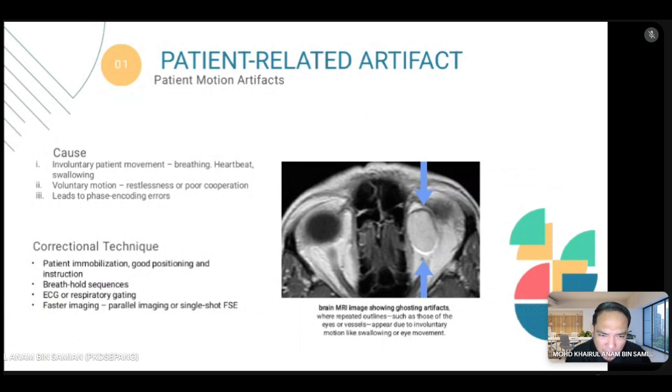So, the example image shows a ghosting artifact with repeated outlines, such as those of eyes or vessels. This appears due to involuntary eye movement. The eye outline may be doubled.